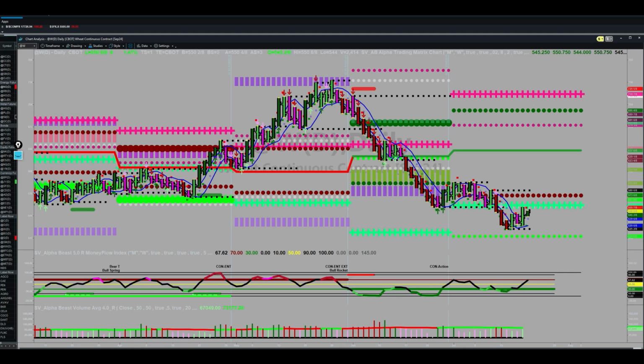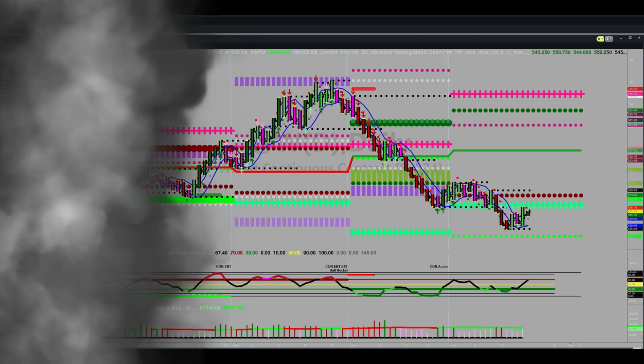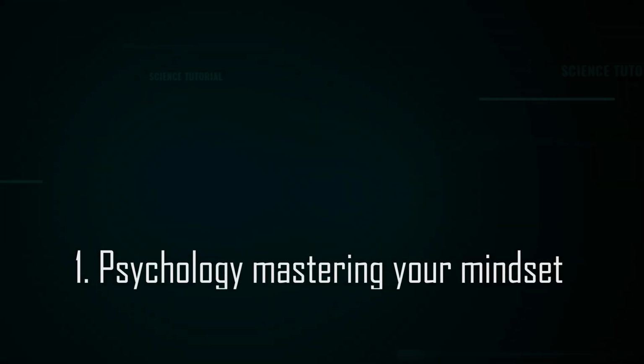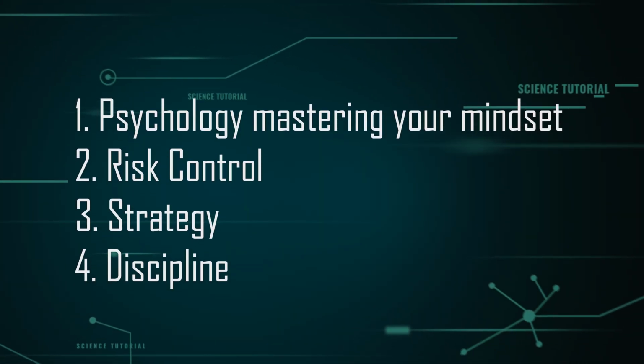Our cutting edge tools simplify the complexities of the markets, making trading accessible for everyone, from beginners to seasoned pros, with 10 cutting edge multi time frame custom indicators and charts, each crafted to elevate your trading game. You will experience a new level of market precision, consistency, and profitability using the four pillars of trading.